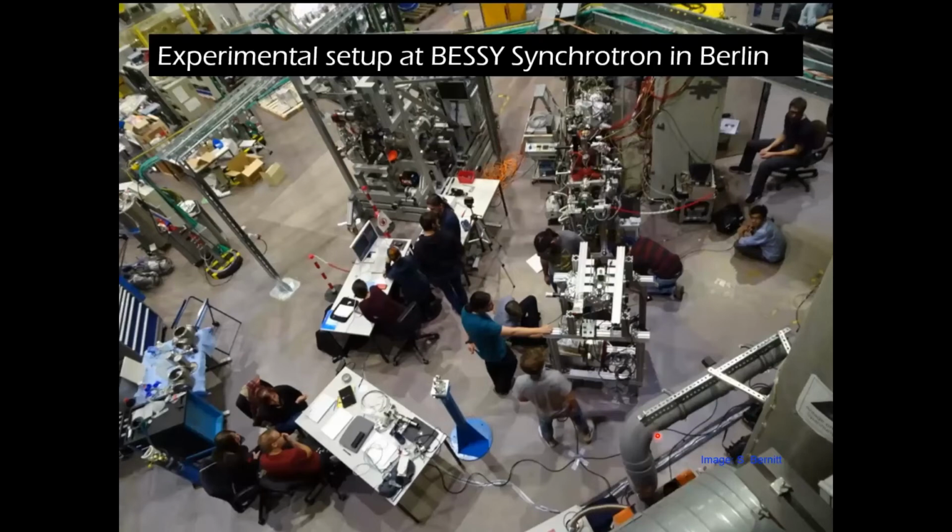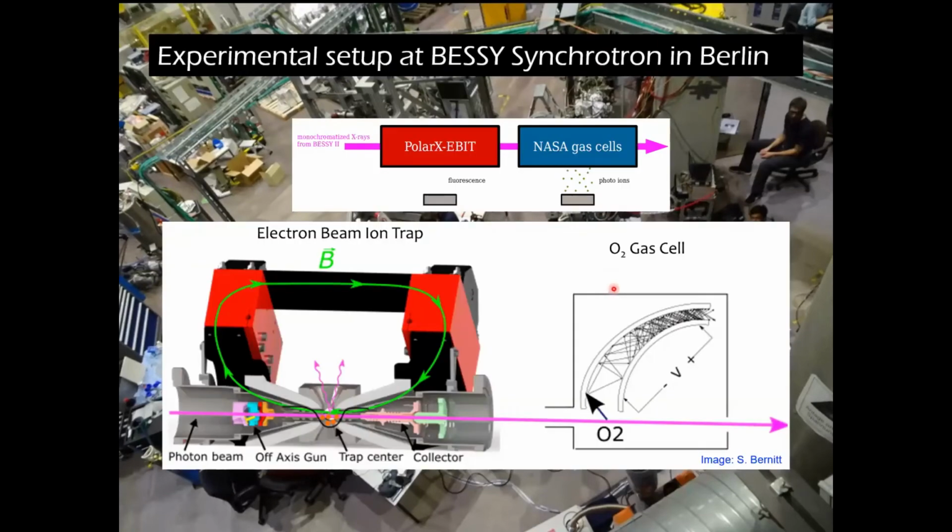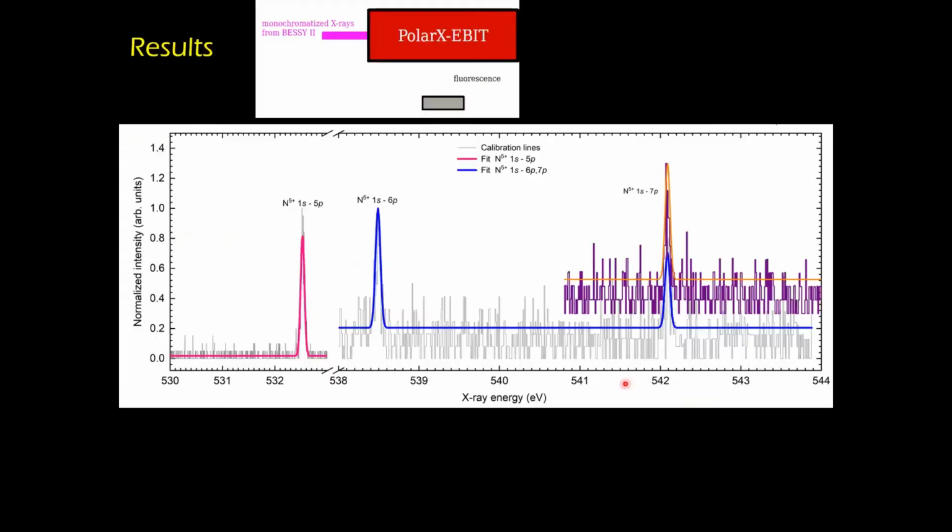So this was our setup in Berlin. The photon beam comes from here. This is our tiny EBIT. There are several people working so hard. The photon beam passes through our EBIT and excites the nitrogen and oxygen ions. We measured this with the X-ray detector, and then the photon beam passes through the gas cell, which is filled with molecular oxygen. It is photoionized by the incoming X-rays, and we measure the photoions.